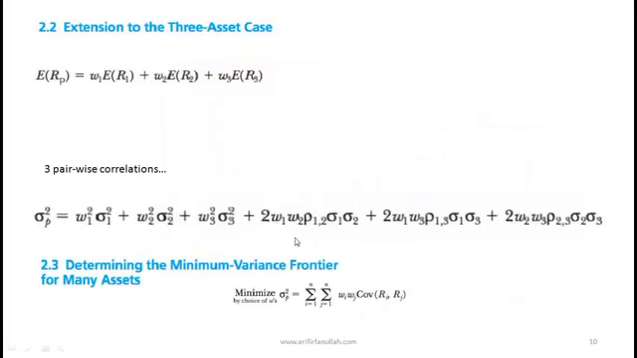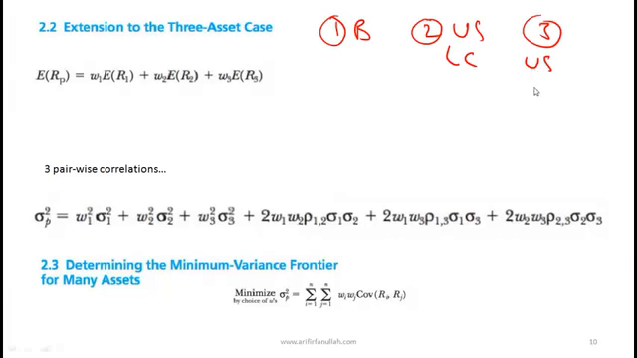Okay. Now that you have learnt a 2 asset case, can we easily extend it to 3 assets? We can. How do you come up with the expected return? So you have 3 assets. Let's say you have US bonds, US large cap stocks, and then your third asset class is, let's say, US small cap.